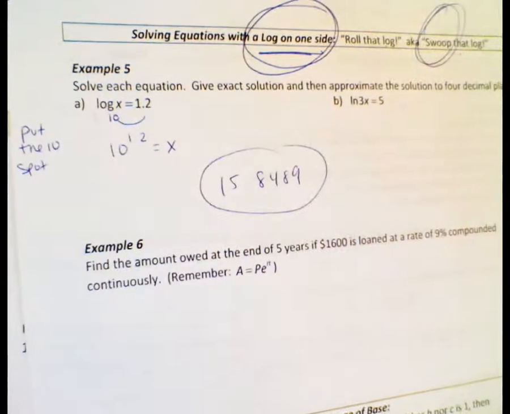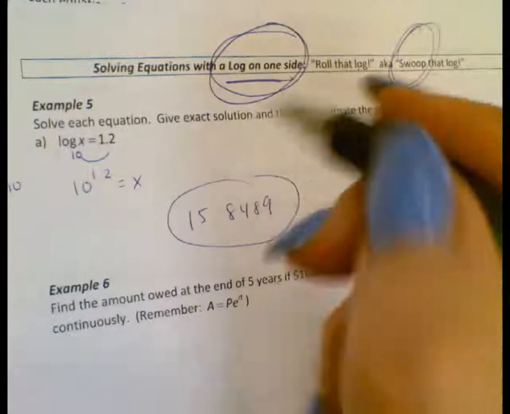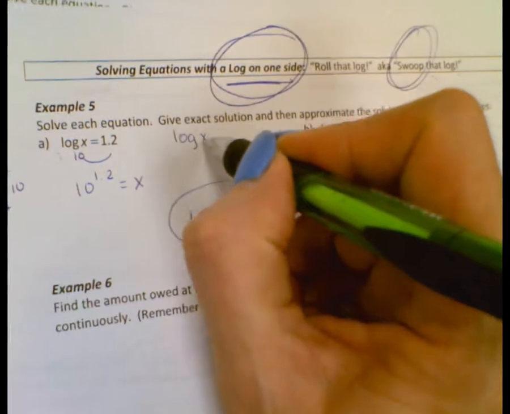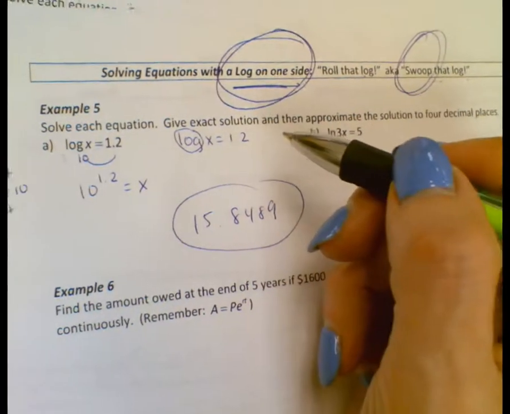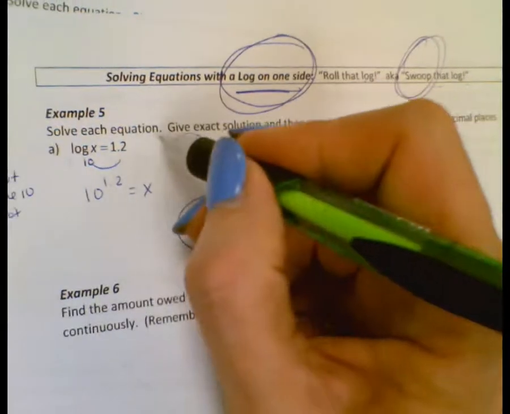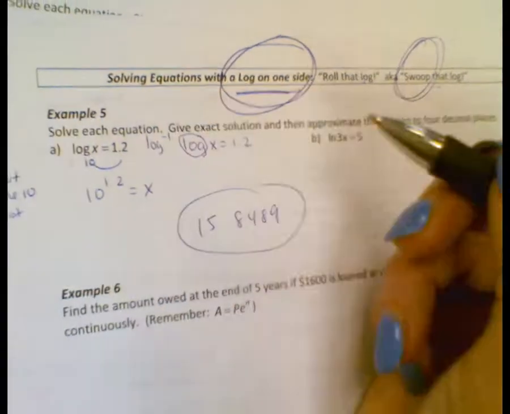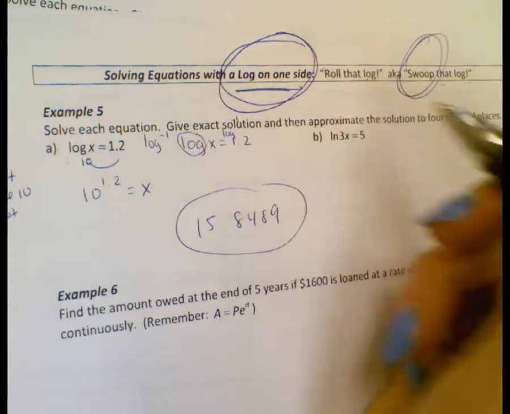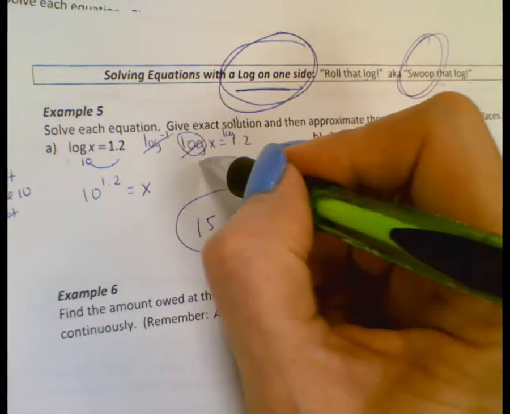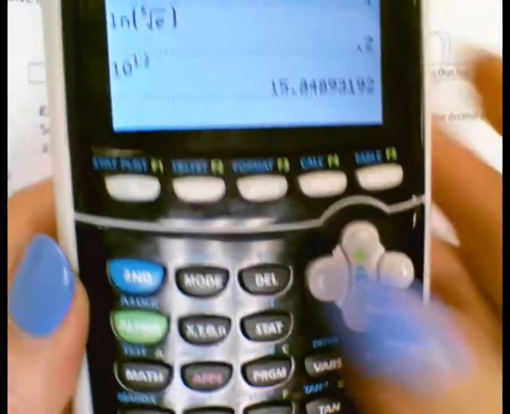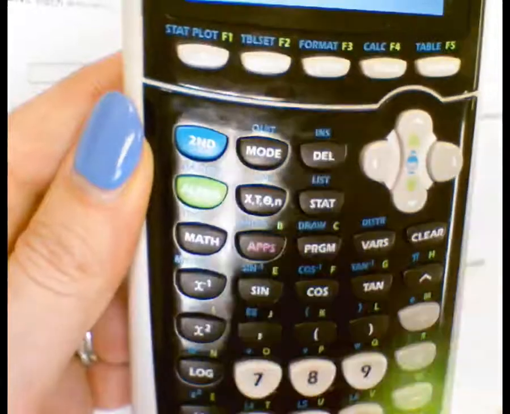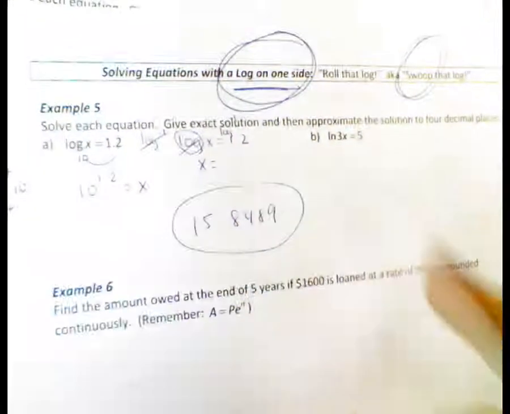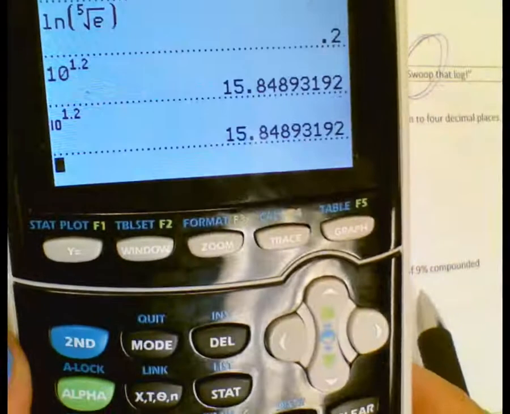Now, wouldn't it be nice if there was another way to do this? Let's look here. So log x equals 1.2. You can get rid of a log by taking something called the inverse of log. The inverse of log is log to the negative 1, like that. That's what inverse means. And these would cancel and you just get x. To do inverse log, you're going to press second log. Now look what that does. It does 10 to whatever number you put in. So it's second log of 1.2, which is 15 point. It's the same answer.